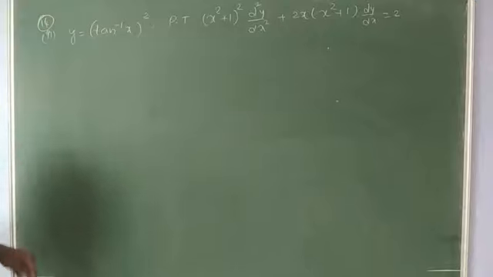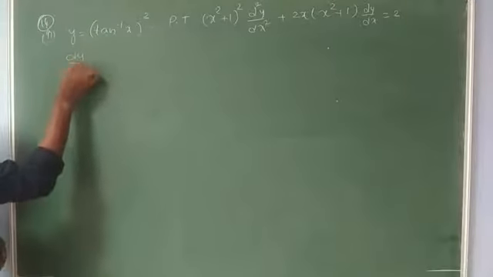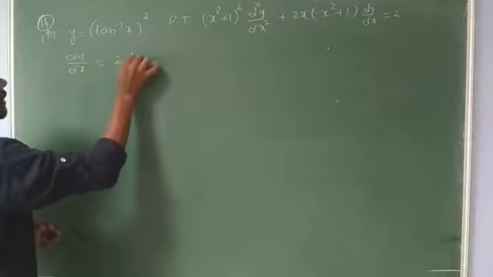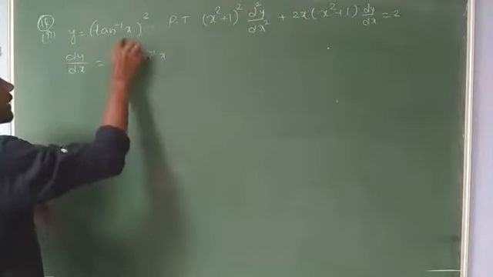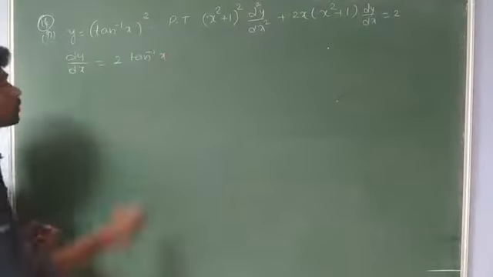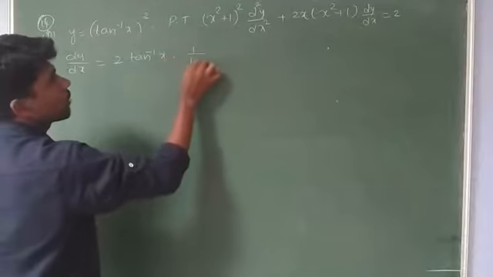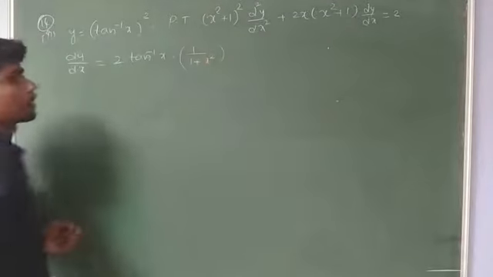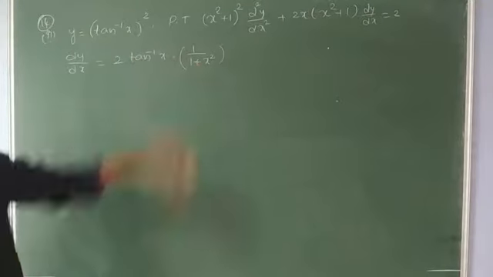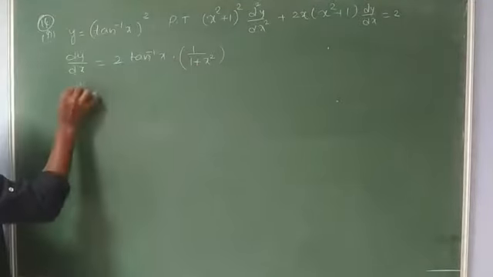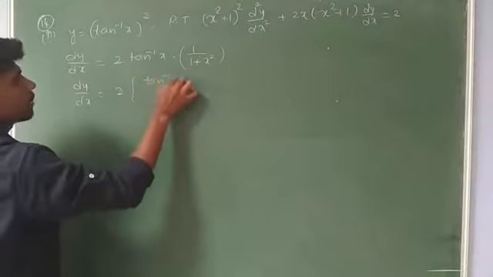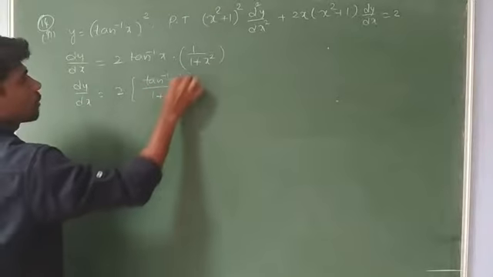Find first its derivative with respect to x, dy by dx, which is equal to 2 tan inverse x. It is like x power n form, but it is not x, it is tan inverse x, so again we have to find its derivative. Tan inverse x derivative is 1 by 1 plus x square. So we get 2 into tan inverse x into 1 by 1 plus x square. So dy by dx is equal to 2 into tan inverse x by 1 plus x square.